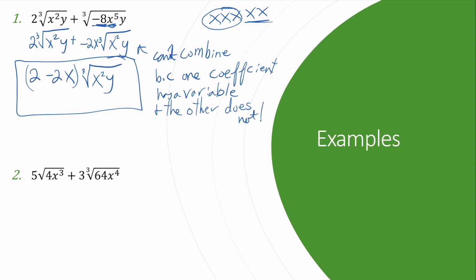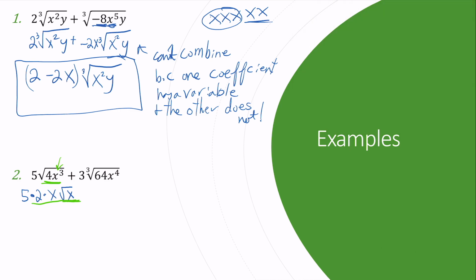Let's take a look at our second example. I'm looking at 5 square root of 4x cubed plus 3 cube root of 64x to the 4th. So I can simplify this. I'd have 5 times 2 times x root x. This is how it would simplify because I've got a perfect square hiding in this x cubed, so one x gets to come outside. The square root of 4 is 2, and I'm left with 1x under the radical.